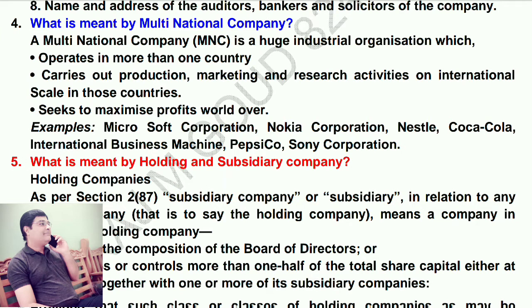Next one, what is meant by multinational companies? A multinational company, MNC, is a huge industrial organization which operates in more than one country, carries out production, marketing, and research activities on an international scale in those countries, and seeks to maximize profit worldwide. Examples: Microsoft Corporation, Nokia Corporation, Nestle, Coca-Cola, International Business Machines, Pepsi Company, and Sony Corporation are examples of multinational companies.